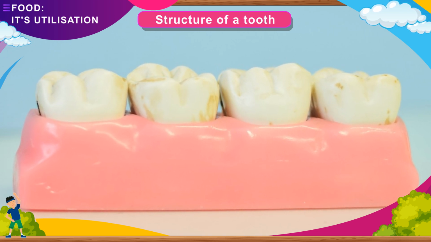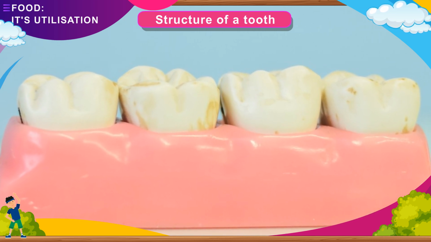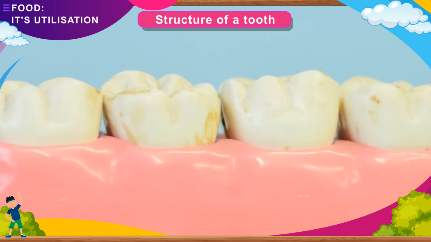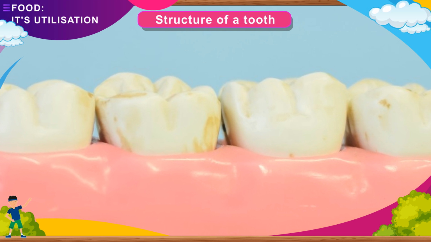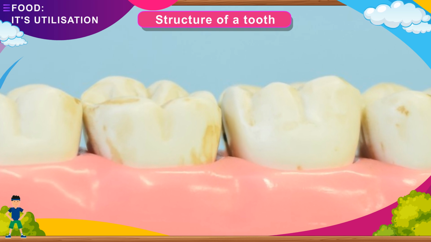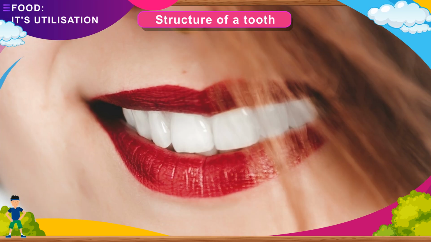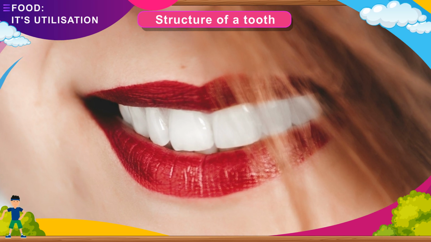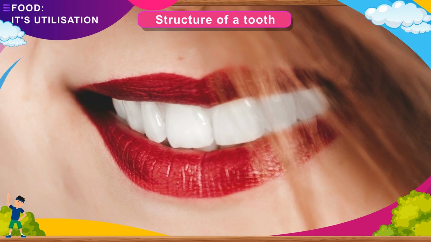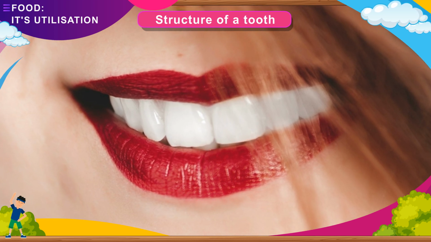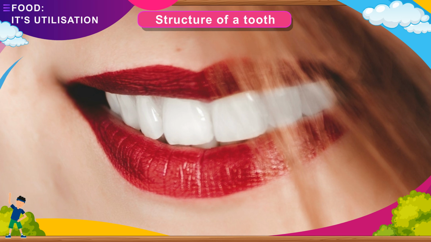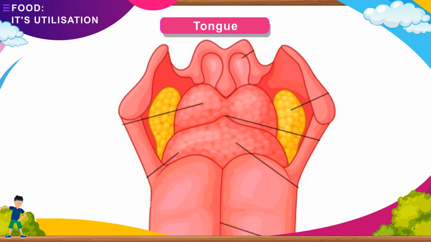Structure of a tooth. Each tooth remains buried in the jawbone by its root, and the crown remains outside the gum. Incisors and canines have single root, while premolars and molars have two roots each. The crown is formed of dentine and has a layer of enamel outside. Enamel forms the shining part of the crown of each tooth. It is deposited on the surface of the crown of the tooth. Enamel is the hardest substance in our body, even harder than bones. It is also chemically the most stable substance.